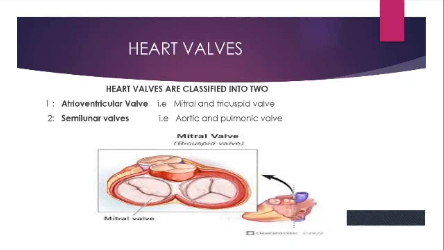Then the other type of valves is semilunar valves. Semilunar valves are the aortic valve and the pulmonary or pulmonic valve. These valves are the pathway for the blood to come out of the heart. The mitral valve, you can see it there, how it looks.